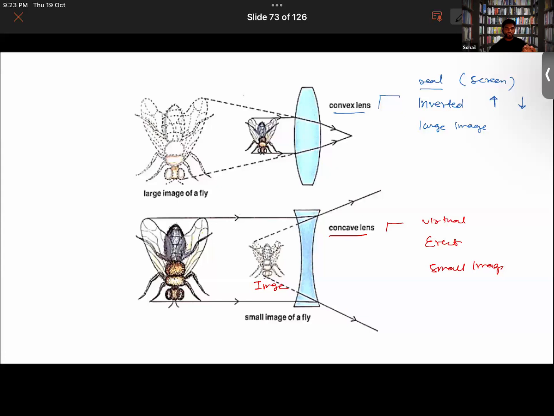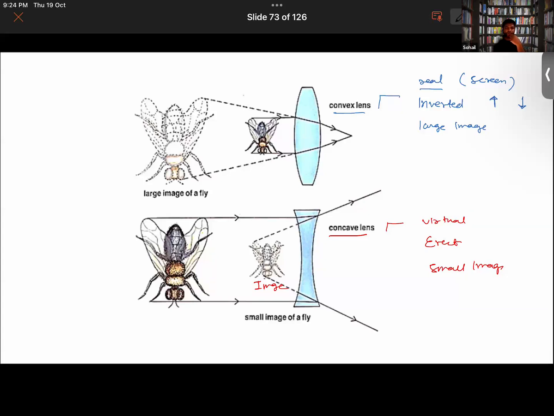Sir, there are three cases, right? The image can be magnified, of the same size, or small. Exactly. It could be of the same size as well, when the object is placed at the center of curvature. Usually it is smaller than the object or of the same size. But if the object is kept very close to the mirror, then the image will be virtual, magnified, and erect as well.